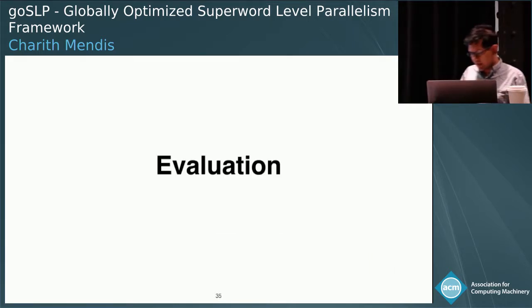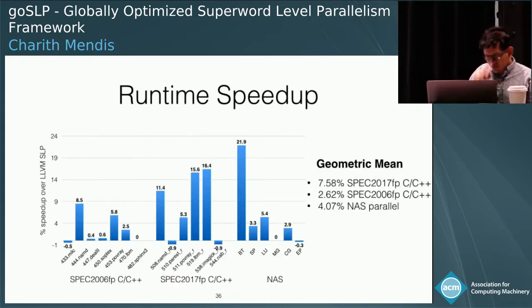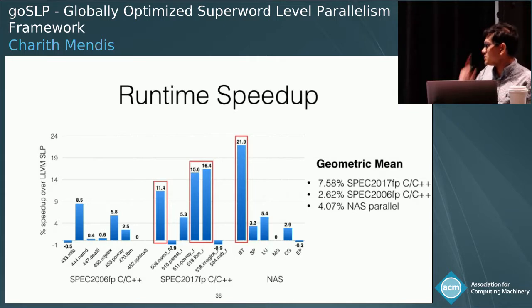Now, I'll highlight some of the evaluation results that we had by implementing GoSLP inside LLVM's compiler infrastructure. We implemented goSLP inside LLVM and then compared the runtime performance of goSLP compared to LLVM's existing SLP vectorizer on Spec 2006, Spec 2017, FP, and NAS benchmarks. And in summary, we got more than 7.5% speed up on Spec 2000 FP benchmark. And here I'll highlight some of the benchmarks for which we got more than 10% speed up. And mind you, these are end-to-end speed ups on codes that can have more than 100,000 lines of code.